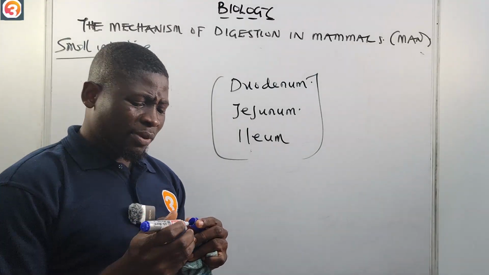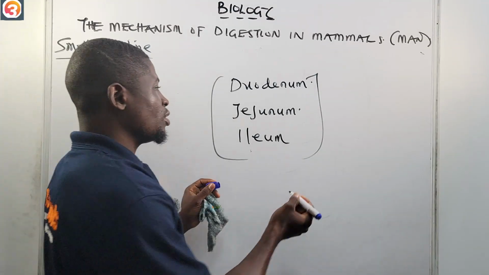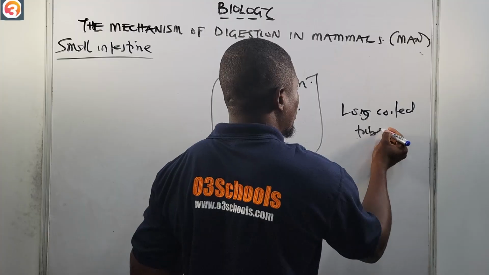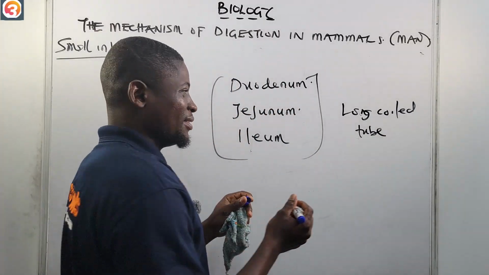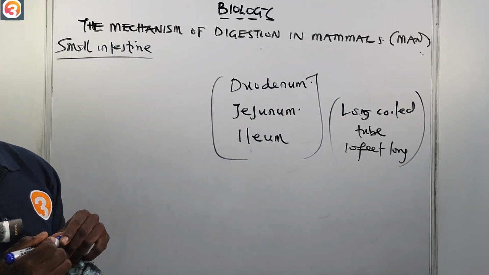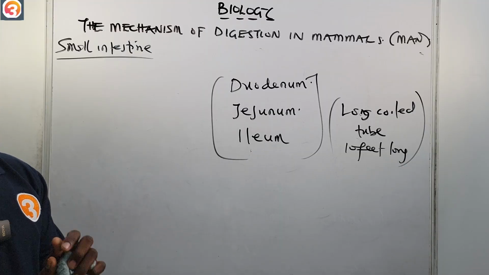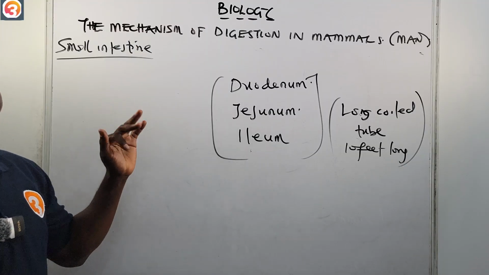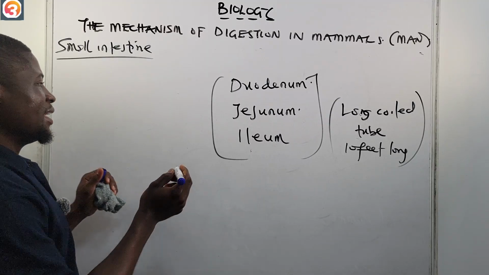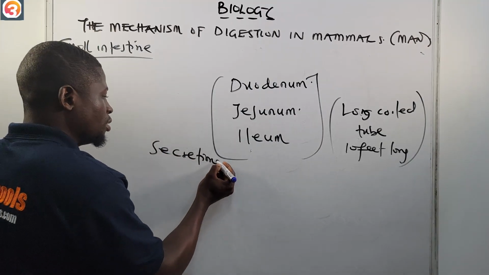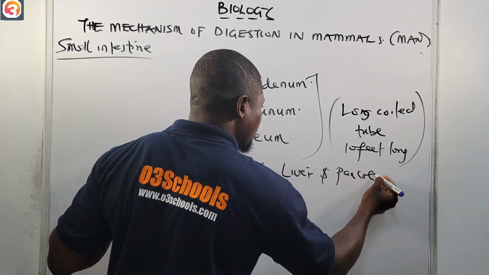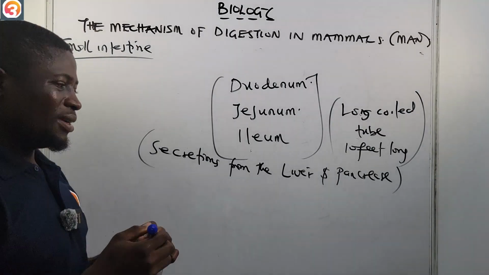It's also important to know that the small intestine is a long coiled tube, or organ, that we said in the last class is about 10 feet long. Please take note of that. The small intestine receives secretions from the liver and the pancreas.